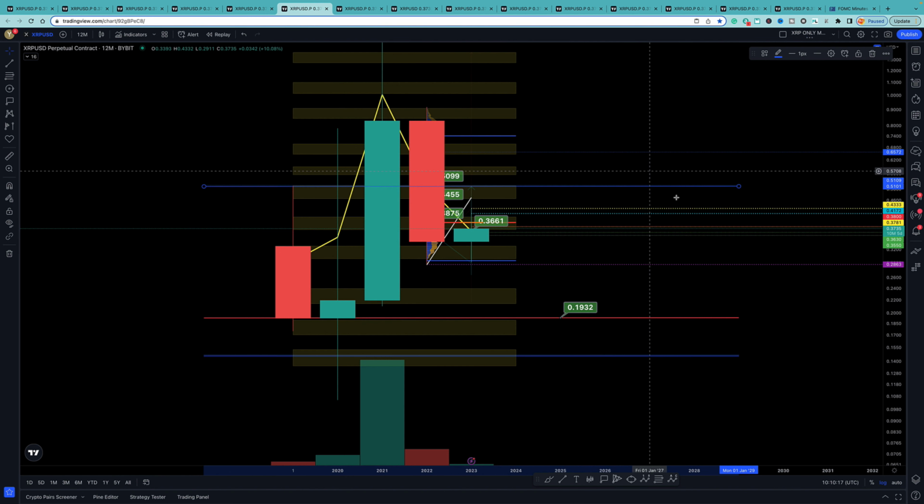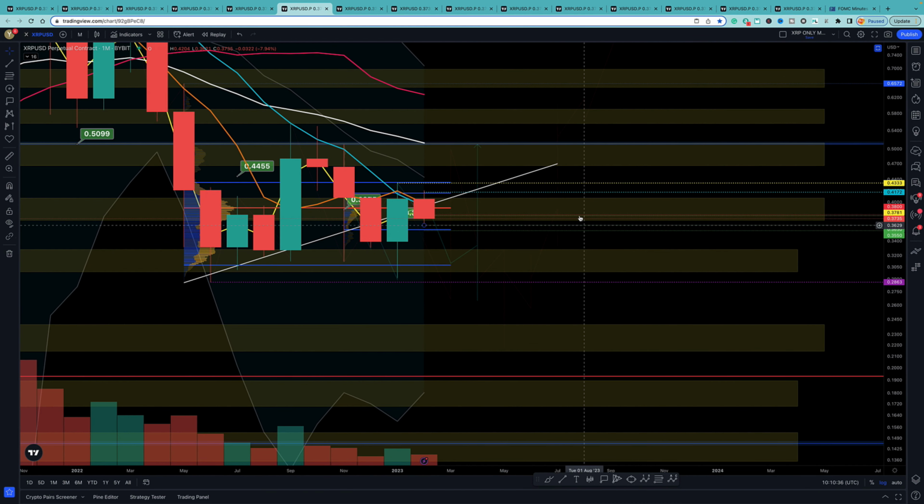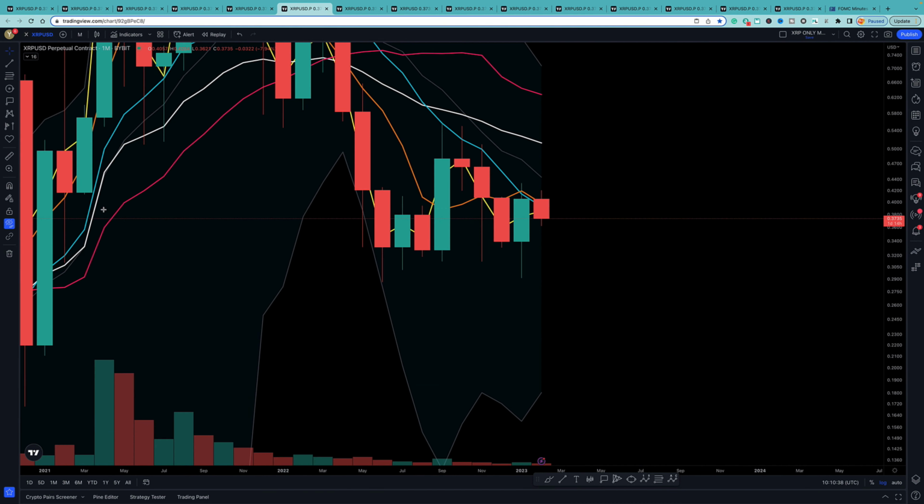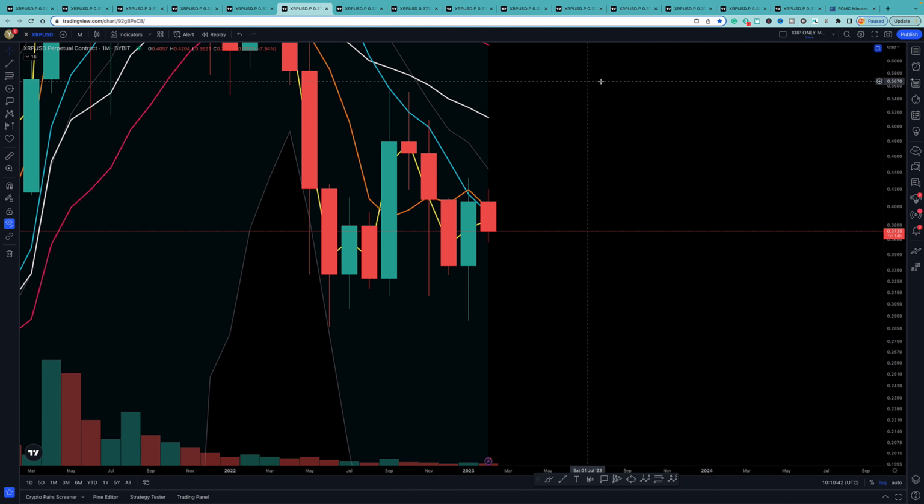Okay, so now when we go back to the month, one of the things we need to see, even on the monthly, is we need to see the VWAP start to turn up rather than continue to go down. Okay, so now we're looking at the monthly. Let me just clear this out a little bit so you can see. So here we are on the monthly, which is turning tonight.